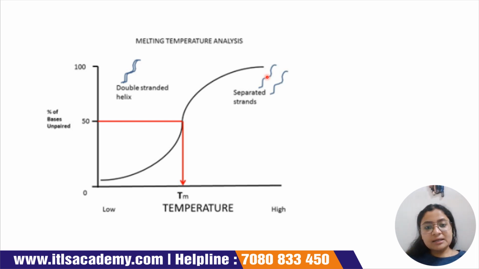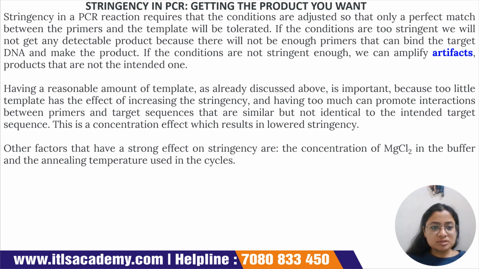तो जितना मेल्टिंग टेम्परेचर हाई होते जाएगा उतना मेरा सेपरेटेड स्ट्रैंड ज्यादा दिखेगा और जितना मेल्टिंग टेम्परेचर कम रहेगा उतना डबल स्ट्रैंडेड हेलिक्स बनेगा. और एग्जैक्टली जो मेल्टिंग टेम्परेचर होगा उस पॉइंट में मेरा अनपेयर्ड बेस 50% रहेगा, मतलब आधा बेस पेयर हो चुका है, आधा बेस पेयर नहीं हुआ है. ओके. सो दैट इज द सिंपल कॉन्सेप्ट.